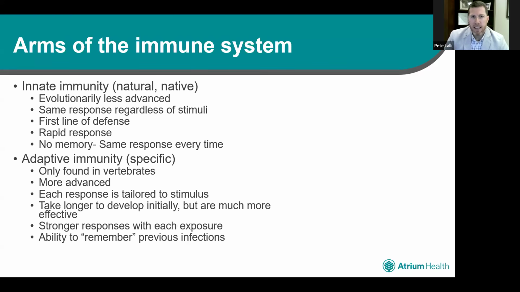If we go back to basic immunology, we have a couple of arms of our immune system. We have our innate immune system, or our natural and native type of immunity. In this case, it's less evolved. It's more of a first line of defense. Anything that may enter the body, your innate immune system is the first to respond and try to clear out whatever may be harmful to your body.